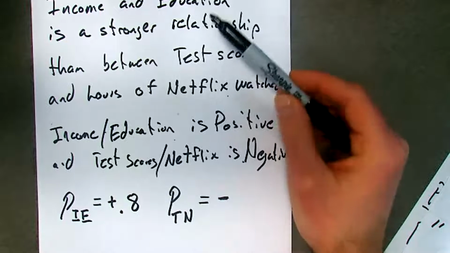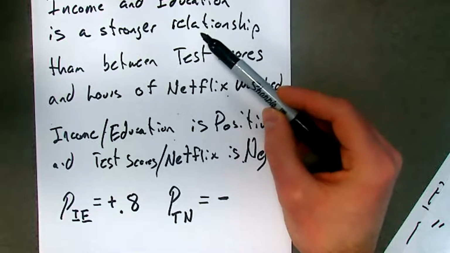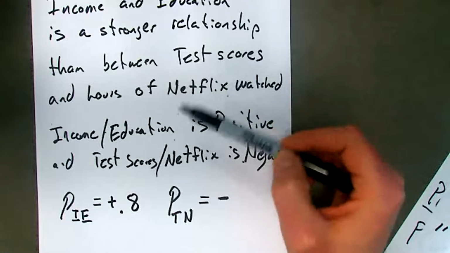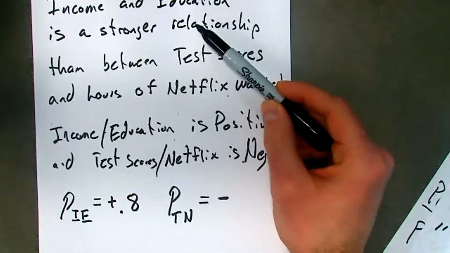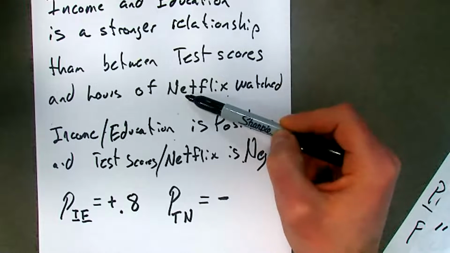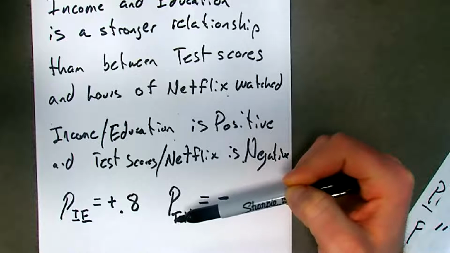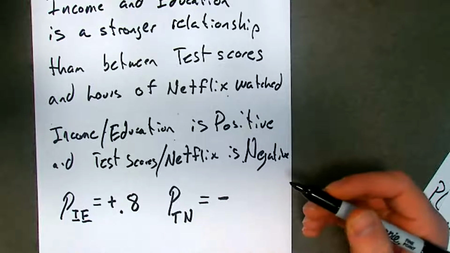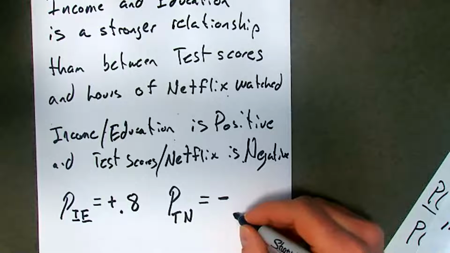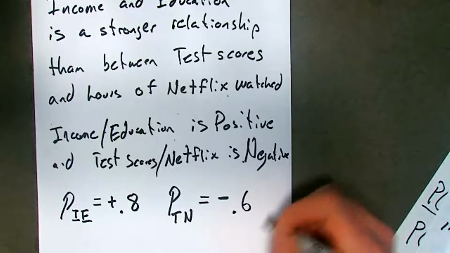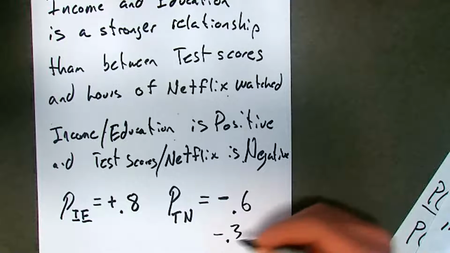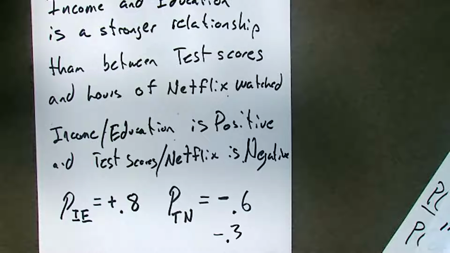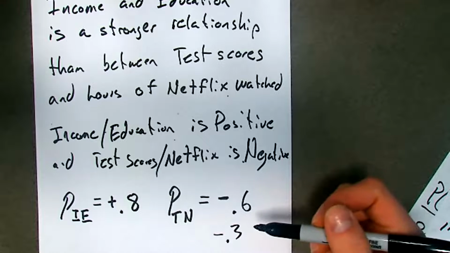So if they were exactly the same strength of relationship, they'd be the same value, but just different signs, right? But here we said the relationship between education and income is stronger than the relationship between test scores and the hours of Netflix watched. So I know this has to be something closer to 0, right? Less than 0.8. So this is good, could be something like negative 0.6. It could be negative 0.3, right? So just with this information, I can think about what are possible correlation coefficients I could see.